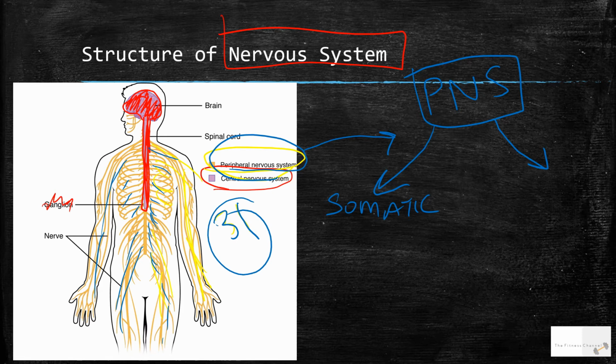Now, if I was to ask you to digest your food a little bit faster, or if I was to ask you to churn your stomach a little bit faster, you couldn't do it. It is unconsciously controlled. Now, that's automatically happening, and that happens through the autonomic nervous system. Now, the autonomic nervous system is further divided into two parts.